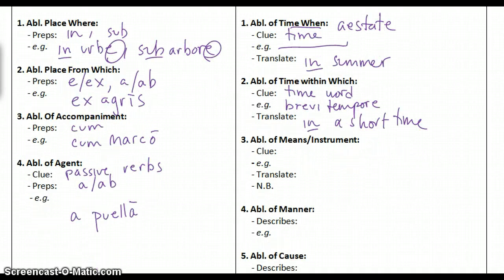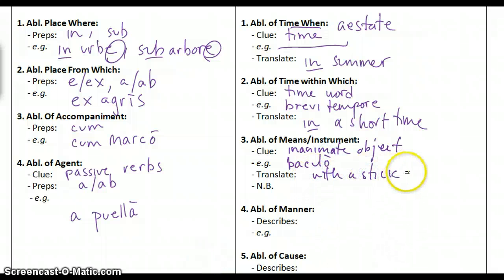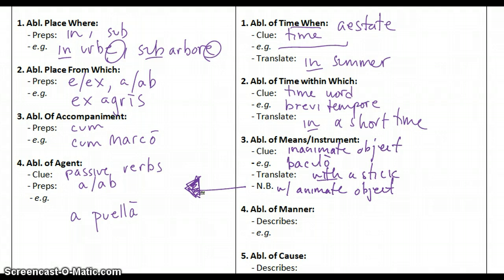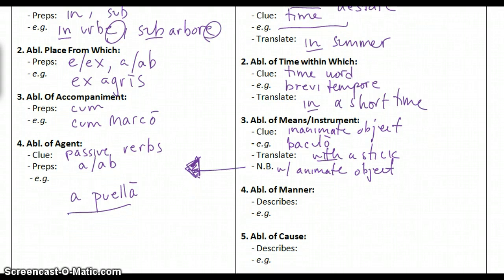Another common one that's everybody's favorite is means or instrument. Now, a clue is that it has to be an inanimate object. We can't use a person for this one. So, for example, our famous one is baculo in the ablative, which means with a stick. If you hit someone with a stick, like they do in our story, we would put that in the ablative and add the word with in English. So, NB, our nota bene here, is if you're doing this with an animate object, you're actually going to use ablative of agent, like we had over there. So if you have an animate object like a person, you would be using ablative of agent. So the boy was seen by the girl is a puella, but if the boy was seen by the dog, we would just have the word cane, right? Cane in the ablative.